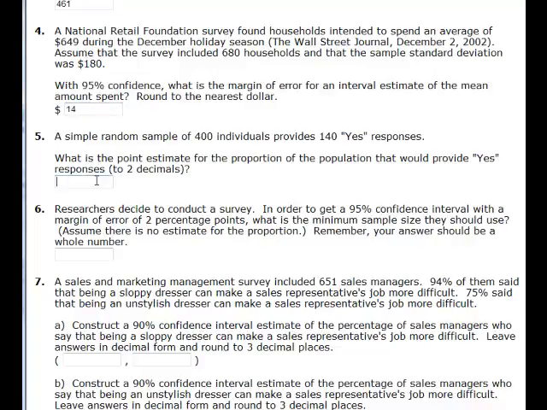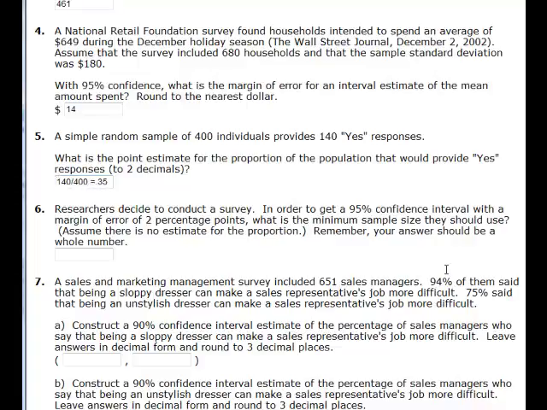Okay, question number 5. We have a simple random sample of 400 individuals, and out of those 400, 140 answered yes to a question. So we're trying to find the point estimate for the proportion of the population that would provide yes responses. Well, the point estimate is just our sample proportion. So really all we need to do here is divide the 140 by 400 to get our proportion there, and that's going to come out to be 0.35. So again, this was just the 140 divided by the 400.